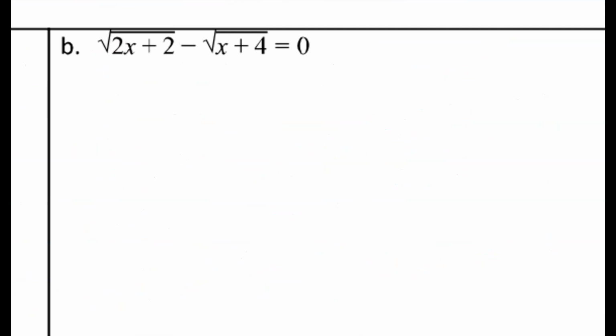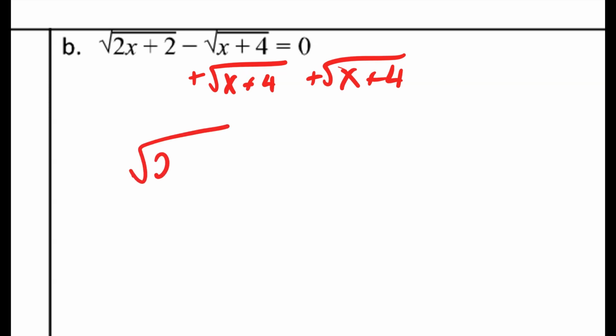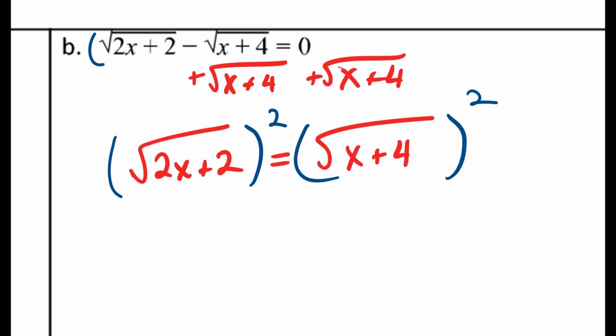For something like b, where you have two radicals, the whole idea is that you want to isolate both of them. So I'm going to move that radical x plus 4 to the other side, to be left with radical 2x plus 2 is equal to radical x plus 4. Now the reason I'm doing this is because when I square both sides, I want to be able to get those radicals to cancel. If I try to do it here in my first step, they're linked by subtraction, and that usually messes things up.